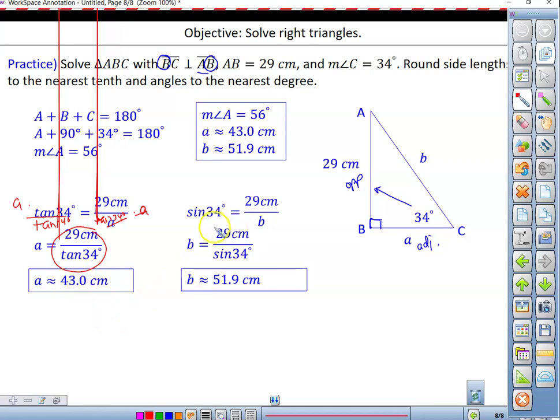And then using our exact measurements, we use a sine for our side B, where B is our hypotenuse. So similar, we have a B in the denominator here, so we multiply both sides by B, and then divide both sides by the sine of 34 degrees, which gives us B is this ratio, which is about 51.9 centimeters. All right.